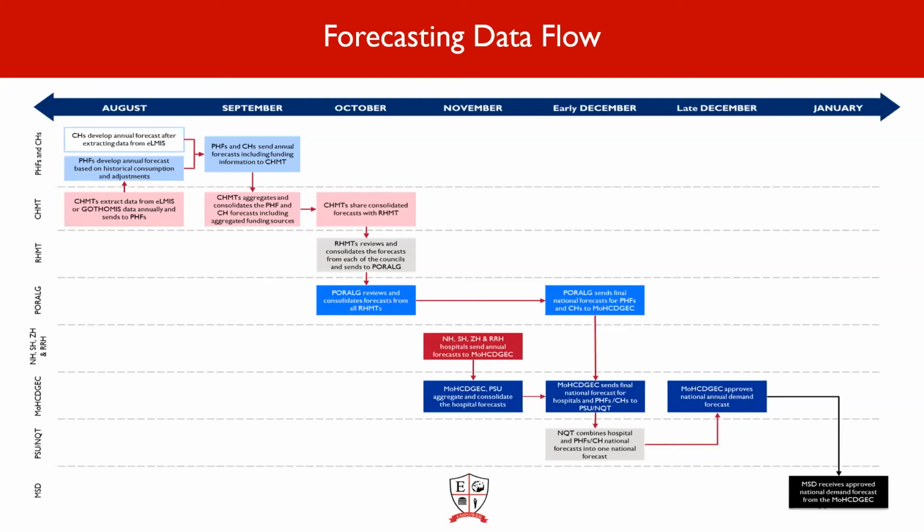While in November, National Hospital, Special Hospital, and Zone Hospital all submit their annual demand forecasts to the Ministry of Health, so that the Ministry of Health, especially PSU, will aggregate data from those national hospitals, then submit them to NQT, which also has people from PSU in it, to combine those data for getting the national demand. After getting the national demand forecast, they submit those documents to the Permanent Secretary of the Ministry of Health for approval. After getting approval, they submit to MSD for procurement. That is all about the forecasting data flow. Next.